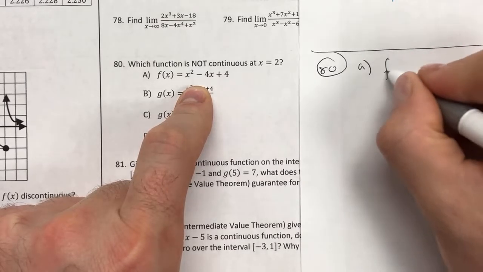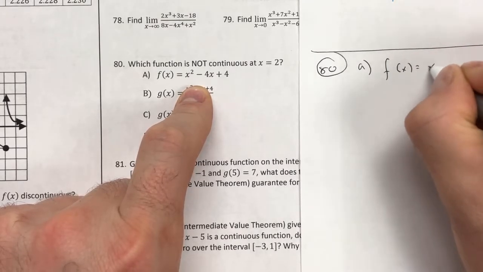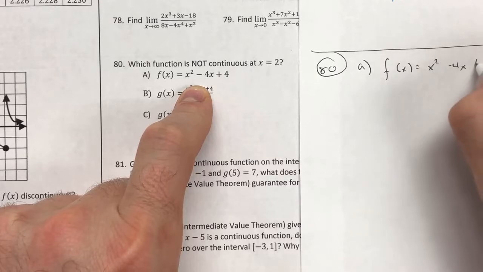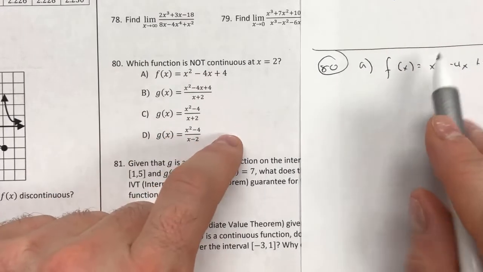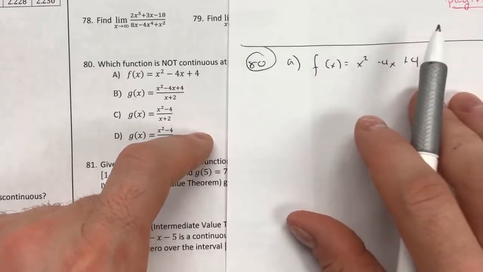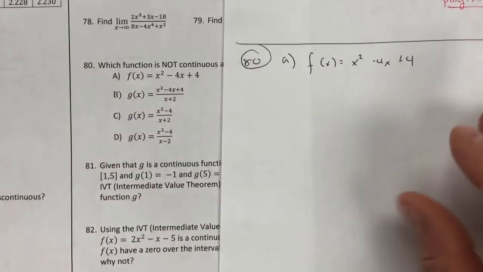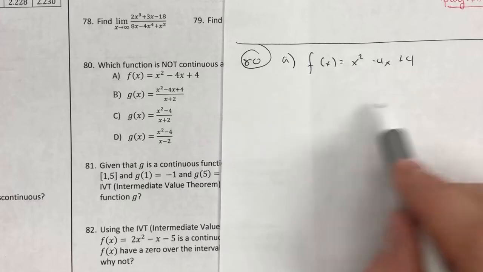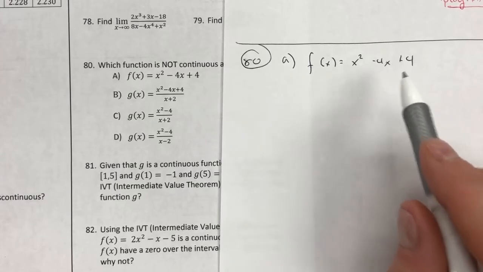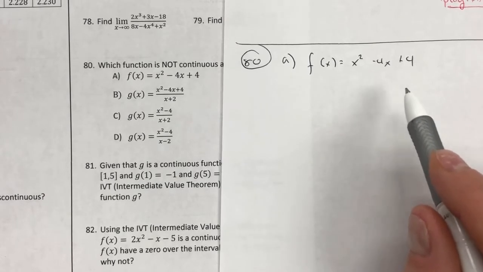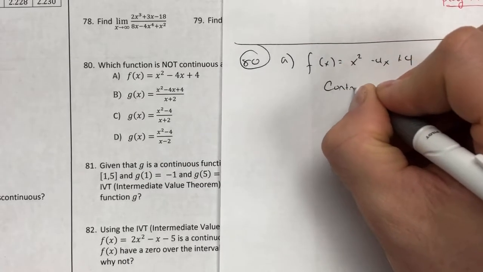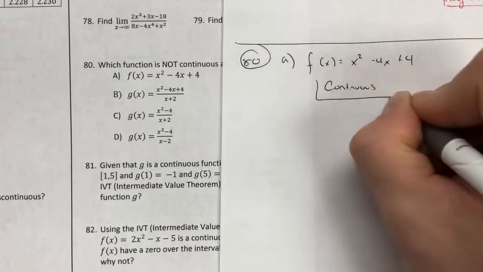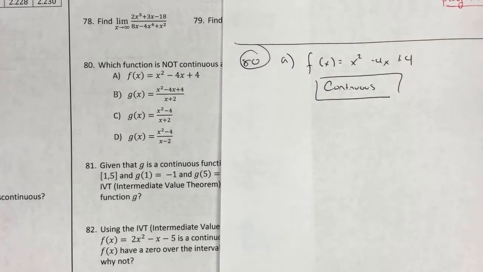Okay, so A, we have f of x is equal to x squared minus 4x plus 4. This function doesn't have any sort of break. This is just a quadratic that opens upward. There's no reason for this function not to be continuous at a number. So this function is just going to be continuous, because there's no reason for this to have any sort of break.